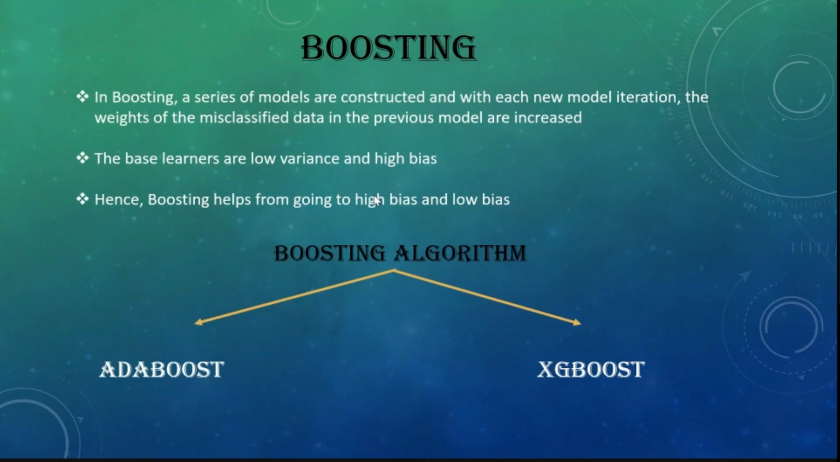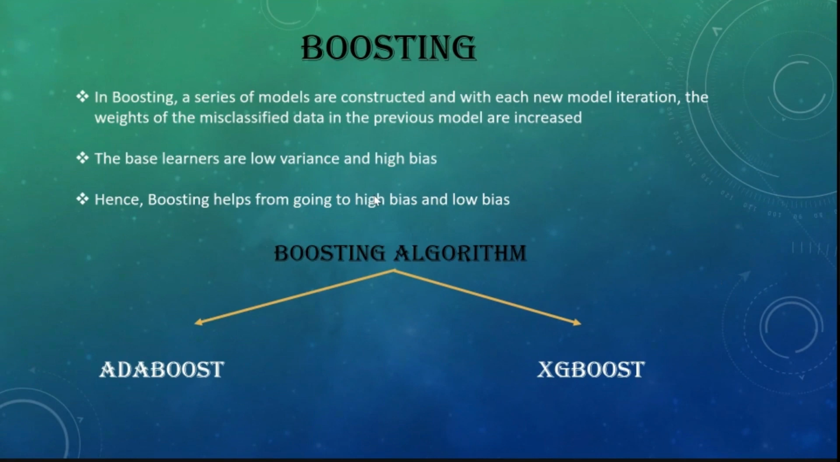So I'll just read the definition and then we'll look at the example. In boosting, a series of models are constructed, and with each new model iteration, the weights of the misclassified data in the previous model are increased. The base learners are low variance and high bias. So boosting helps go from high bias to low bias. There's a typo here.